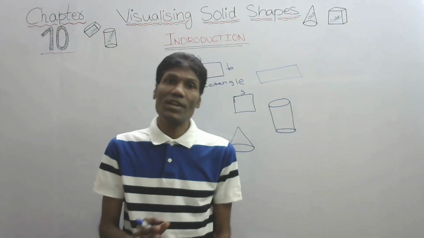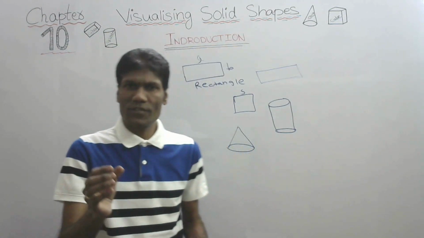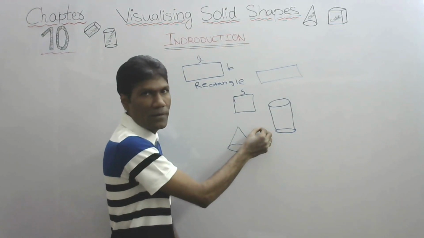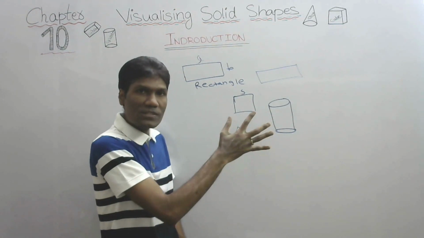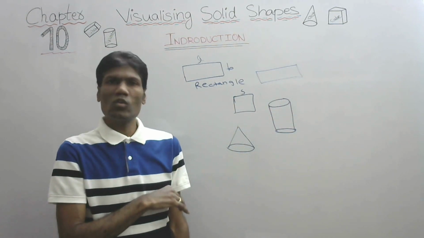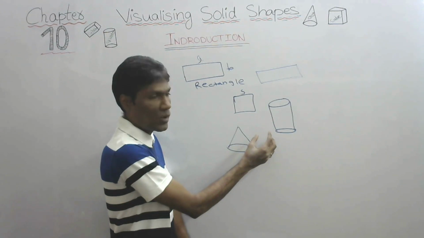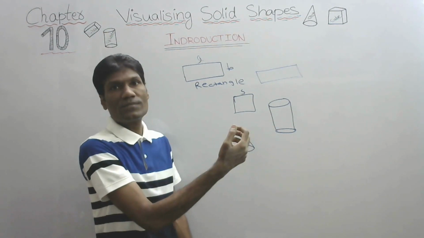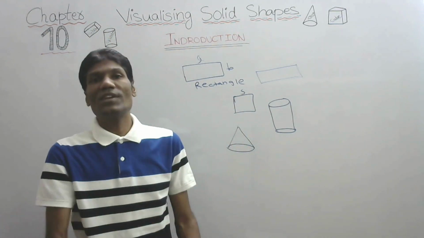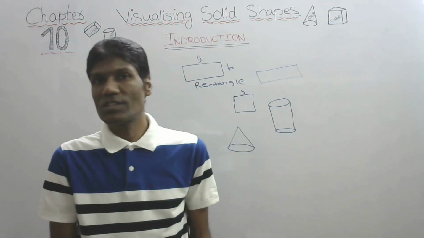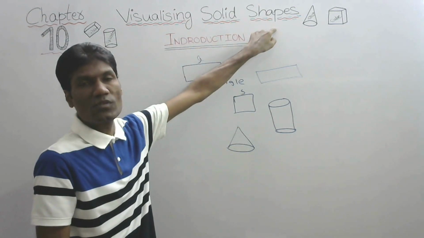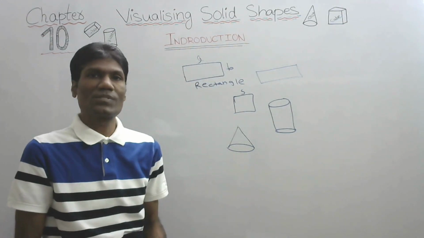This is also three-dimensional. To identify, just take that figure and affix it to the board. If the complete picture is fitting on a plane surface, then it can be two-dimensional. But whereas a cone, if you put it, something will come out. So that is not two-dimensional, that is three-dimensional. Those three-dimensional figures are called solid shapes.